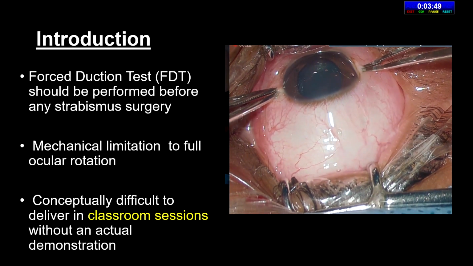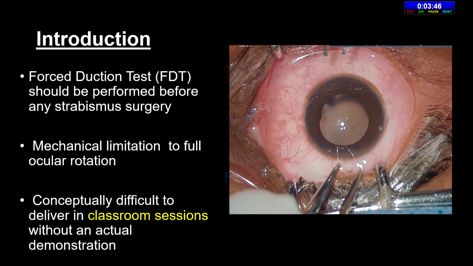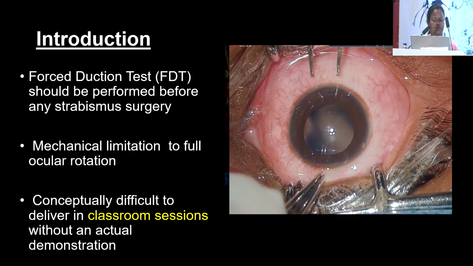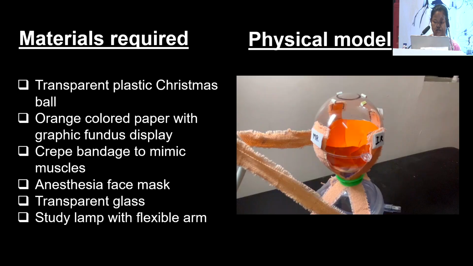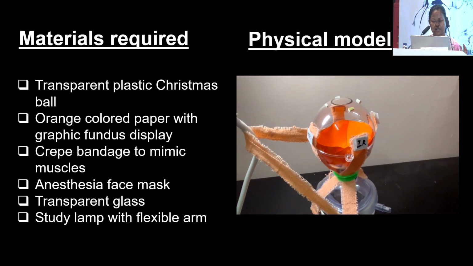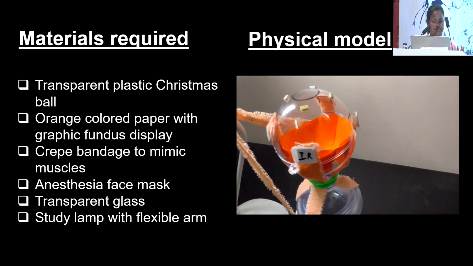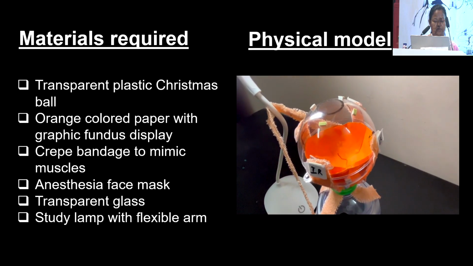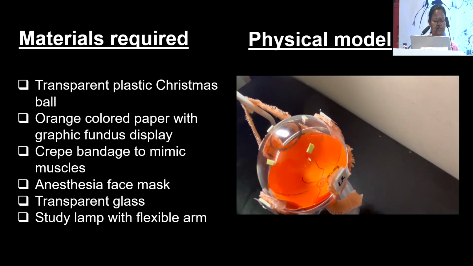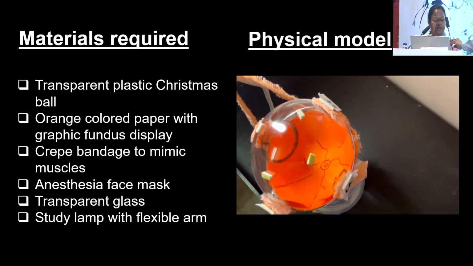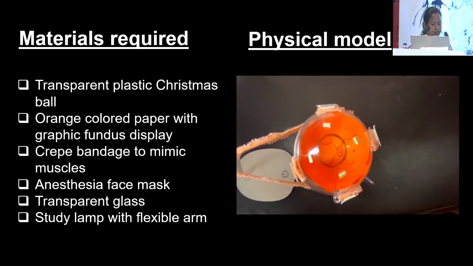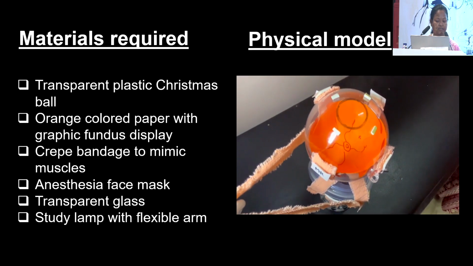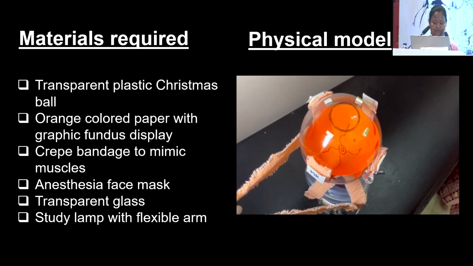The force duction test should be performed before any strabismus surgery, and it is very difficult to deliver in a classroom session without an actual demonstration. So here we demonstrate the force duction test using a physical model made in-house using commonly available materials. We are using a transparent plastic ball, a Christmas box easily available on Amazon, and color paper with the graphic fundus display, crepe bandage to mimic the muscles, anesthesia face masks for the rotation of the eyeballs, transparent glass for the stand, and a study lamp with a flexible arm for the superior oblique muscle hook.